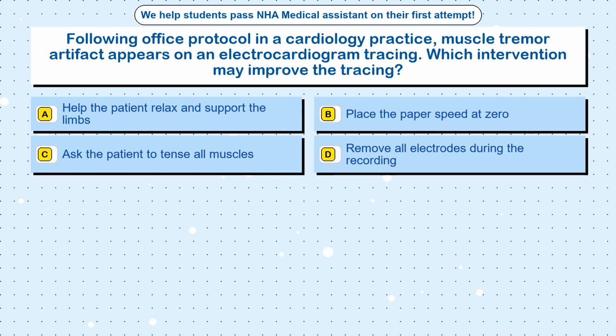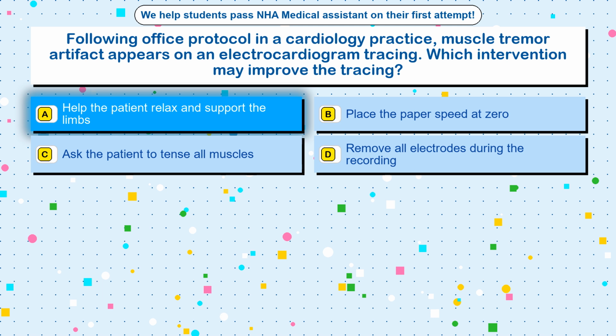Question 58. Following office protocol in a cardiology practice, muscle tremor artifact appears on an electrocardiogram tracing. Which intervention may improve the tracing? Option A, help the patient relax and support the limbs. Option B, place the paper speed at 0. Option C, ask the patient to tense all muscles. Option D, remove all electrodes during the recording.